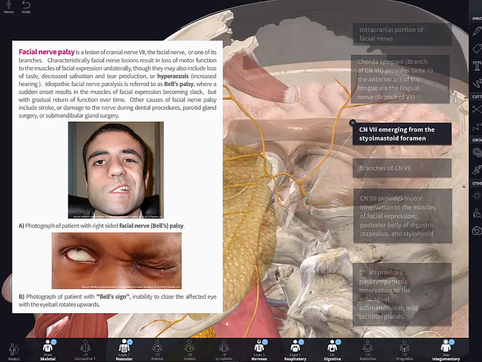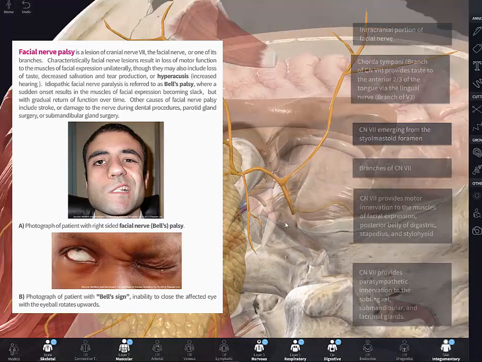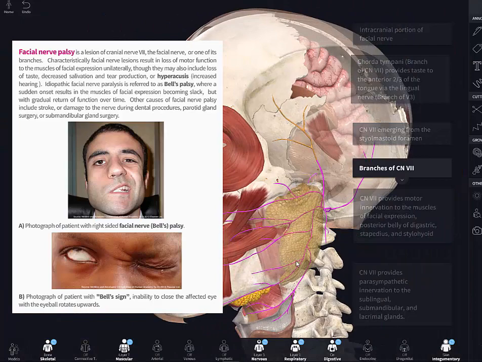The facial nerve comes out of the stylomastoid foramen, so it's a hole between your styloid process and the mastoid process, right? That's where it emerges. And you can see that the branches of the facial nerve go all over the place. Remember, here's a mnemonic: 10 zebras bit my cheek.